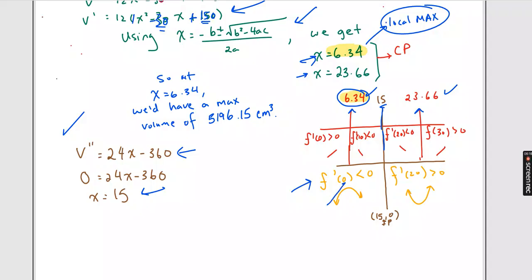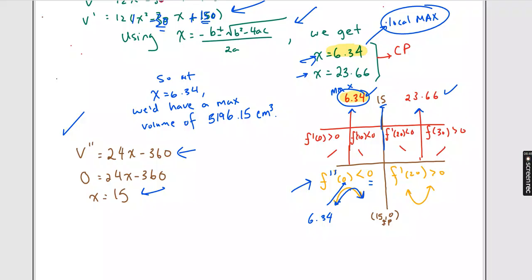I can just plug in 6.34 into here, okay? And I will find that this number will be less than 0. I don't care about the value itself. Just by plugging it in, I know it's a negative number. Plug in 6.34 into the second derivative, and you will get a negative value, which makes it concave down. So if it's concave down, that means this is a max.